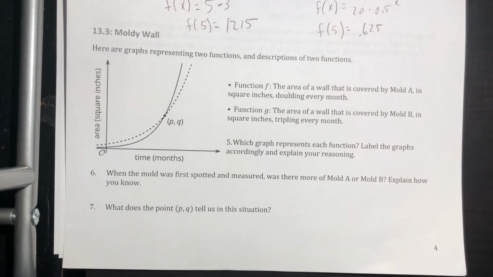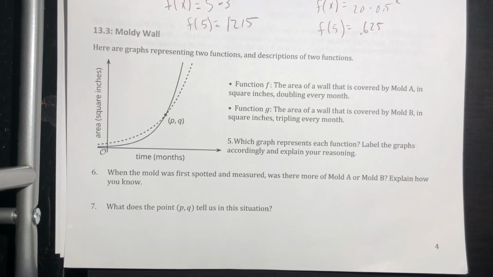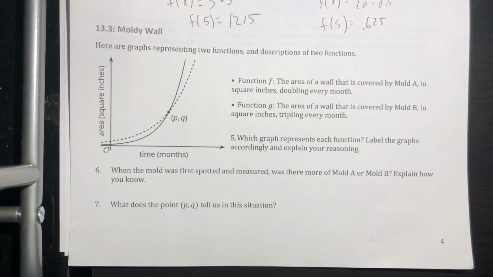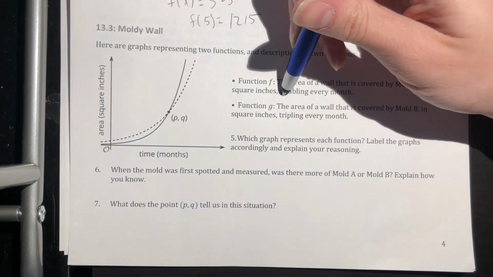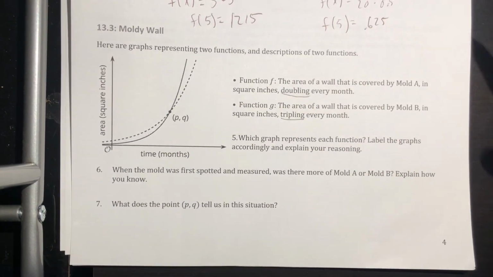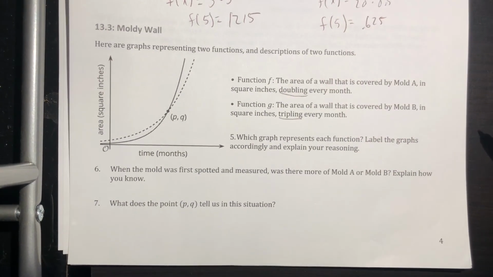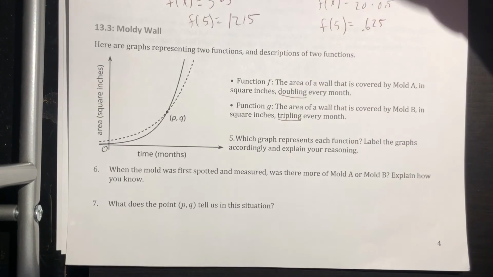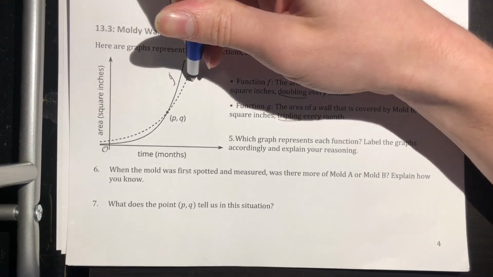Last part of the lesson, moldy wall. Here are graphs representing two functions and descriptions. Match the descriptions. So really, function f is doubling every month, function g is tripling every month. Which graph should be steeper? Tripling should be steeper, which means solid's got to be g and dash has got to be f.